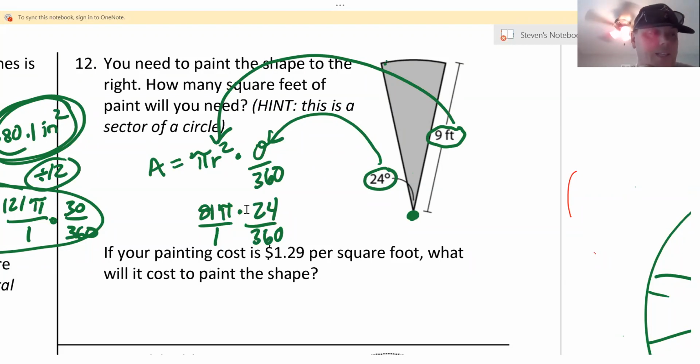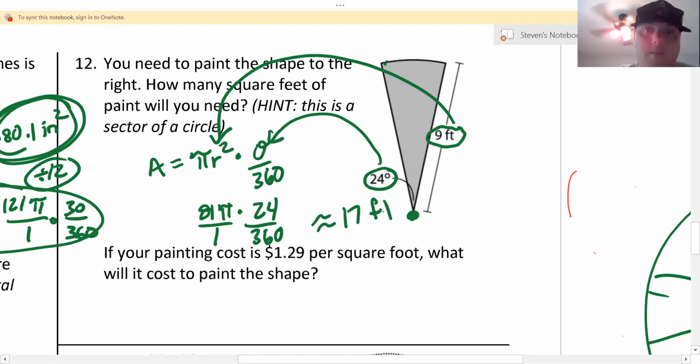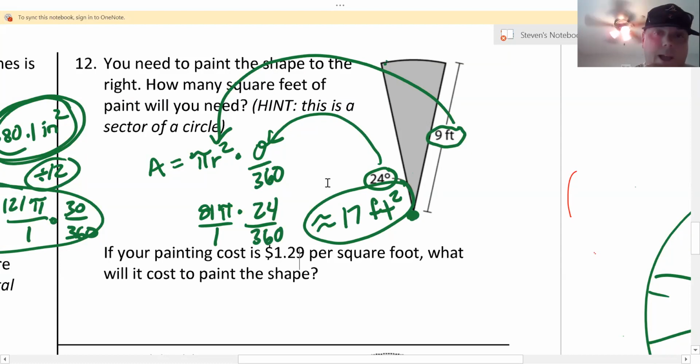Yep. So I got 16.96, but that's just going to round up to flat 17, right? So we're going to say about 17 feet squared. Always square units with area. Okay. All right, let's finish up this last question at the bottom.